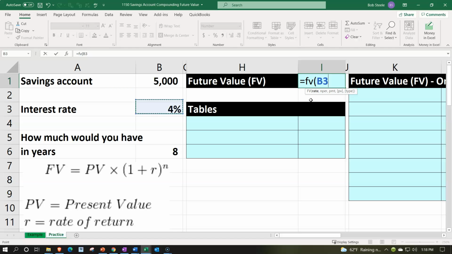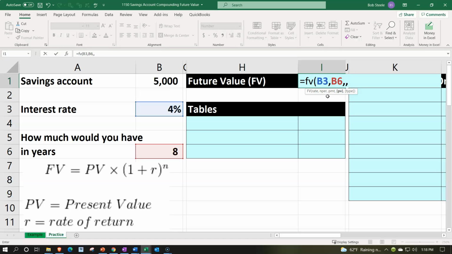So left, left, left, down, and then we're going to say comma. And then we're going to get the number of periods. So the number of periods is left, left, left, down, down, down, down, 8, and then comma. And the payment, that's going to be if we had an annuity. This is not an annuity. We don't have a series of payments we're putting into the savings account, but only one payment that we're expecting to compound over periods. So 2 commas here, and then we got left, down, down.